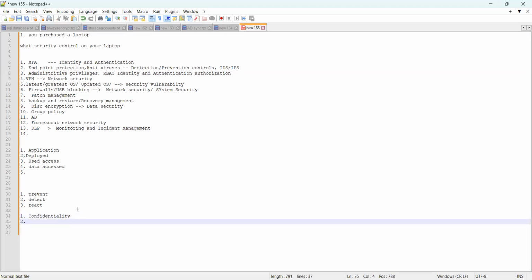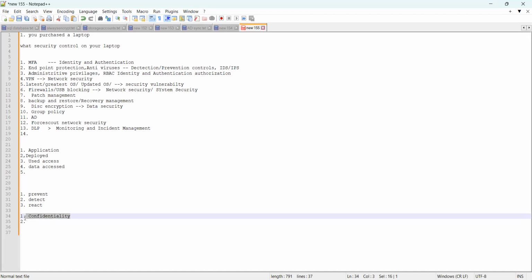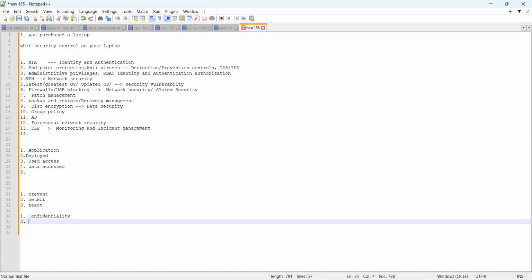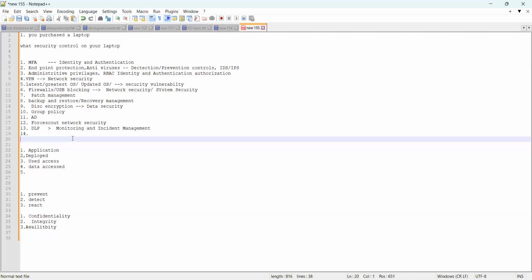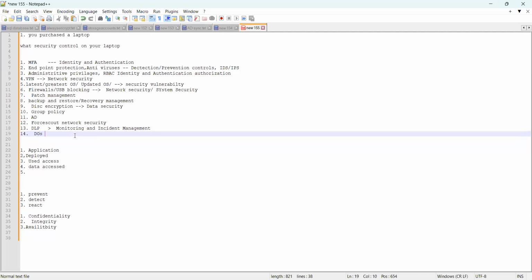Those security controls will be used to protect your applications or your information from either of the triad: confidentiality, integrity, and availability. So if you look at any of the security controls we discussed here, DDoS, distributed denial of service attacks.